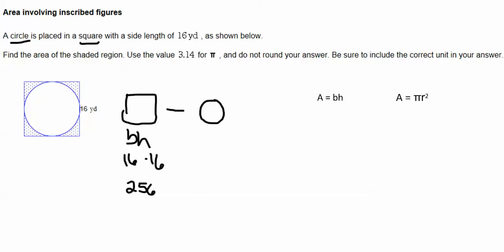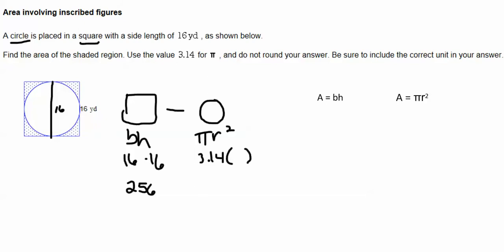Now we're going to find the area of the circle, which is pi radius squared. They told us to use 3.14 for pi, and we have to square the radius. Now, the radius of the circle is interesting here. The height of the square is 16 yards. The height of this side is also 16. So we can conclude that the distance straight down through the square is also 16. The distance straight through the center of a circle is the diameter. So the diameter of our circle is 16.